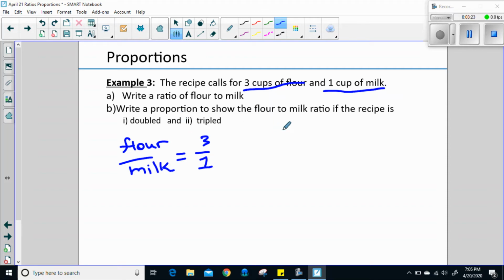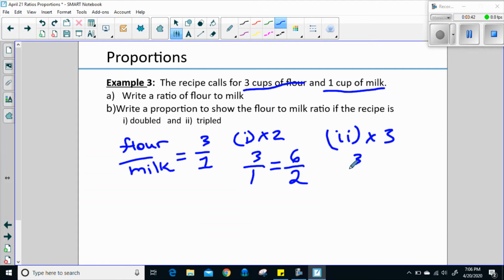And now if I want to write a proportion to show the flour to milk ratio if it is doubled, remember doubled means times 2. So instead of 3 over 1, 3 times 2 gives me 6, and 1 times 2 gives me 2. If I want to triple it, remember tripling means times 3. So my 3 to 1 becomes 3 times 3 is 9, and 1 times 3 gives me 3.